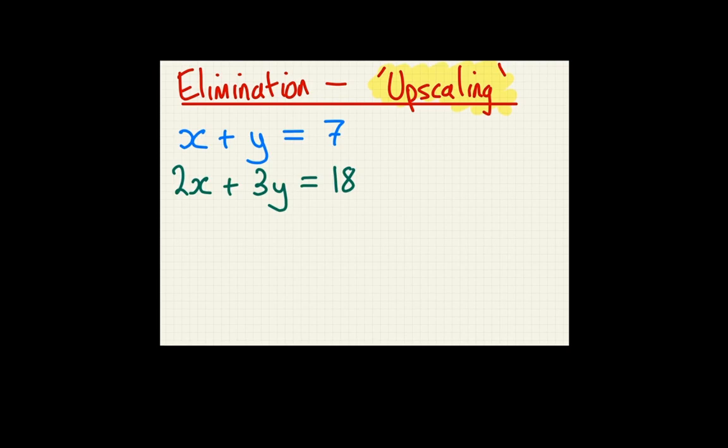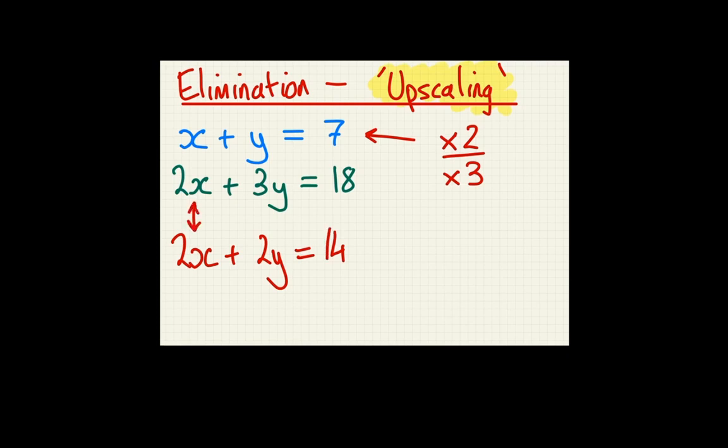I'm going to choose to multiply the first equation because it's nice and easy. I've got two options here. We could times it by 2 or we could times it by 3. If I times it by 2, which we'll do first, then that would give me 2x plus 2y is equal to 14. And now we can see that the 2x's are the same.